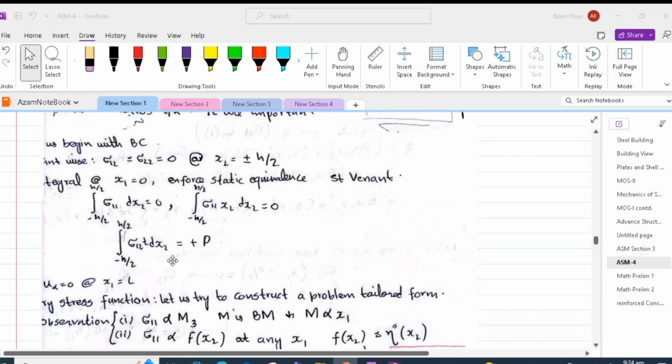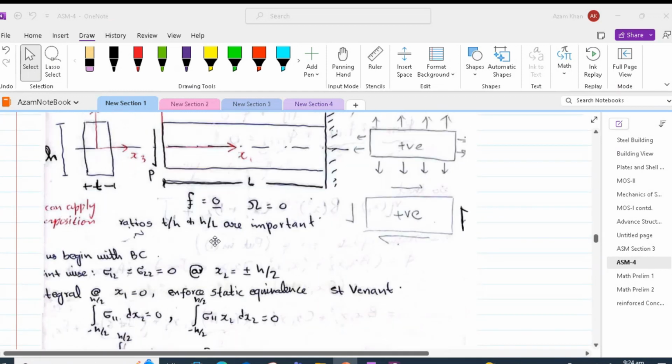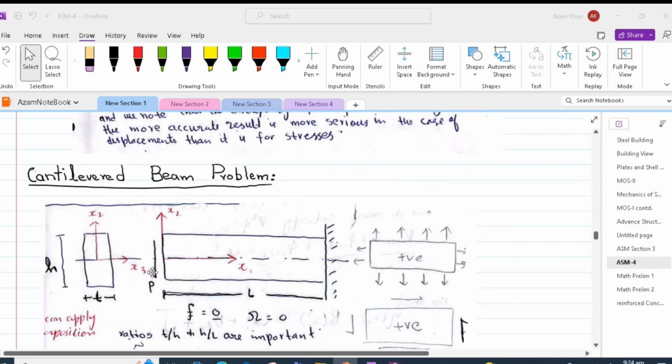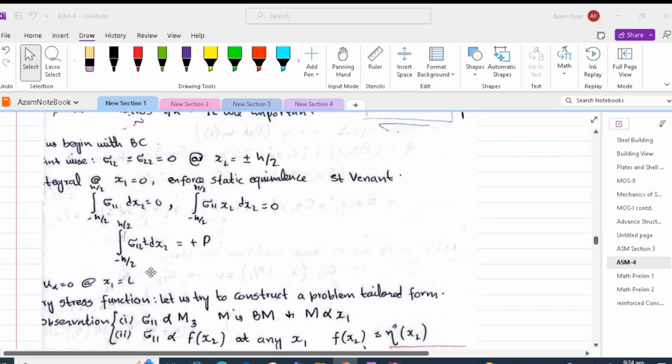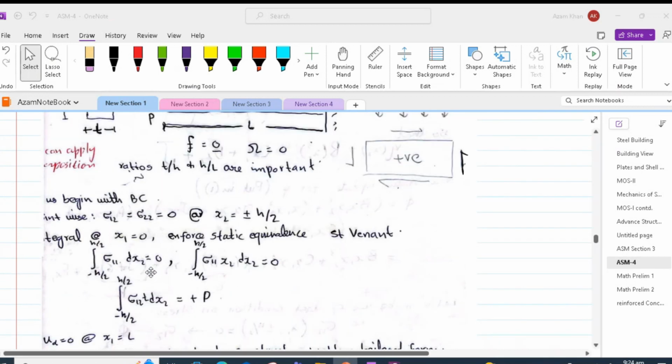equal to 0. Similarly, we can have the displacement, the horizontal displacement u1 at x1 equal to L equal to 0 because of the fixed end, and that has been written over here. So now let us try to derive the stress function. We will come up with other boundary conditions as we go forward.